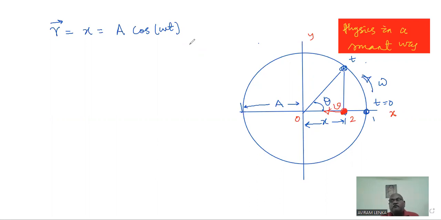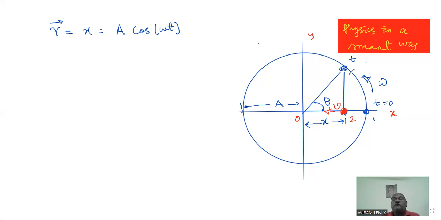So as you know, we got two objects. We usually discuss under two objects. One is the SHM making body, that is body number one, which executes uniform circular motion. That doesn't make SHM, but that is a creator of SHM.